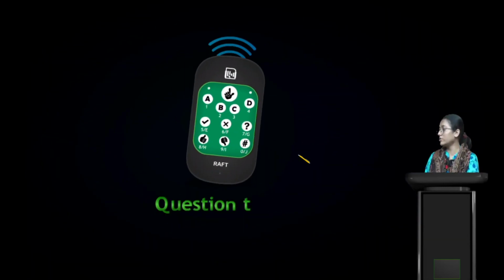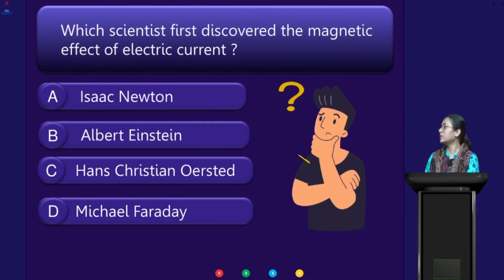So our next question is also related to that. Okay. Which scientist first discovered the magnetic effect of electric current? Four options are there. Option A, Isaac Newton. Option B, Albert Einstein. Option C, Hans Christian Ørsted. Or option D, Michael Faraday. Which one will be the right answer? Tell me.